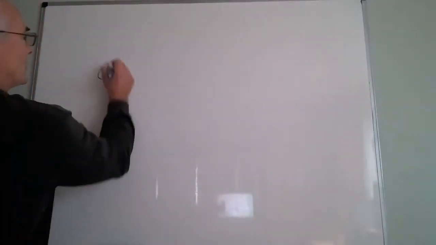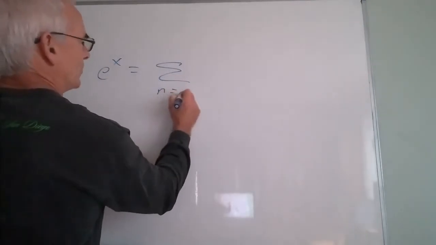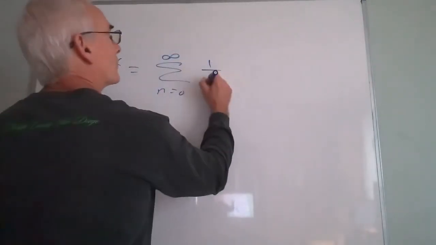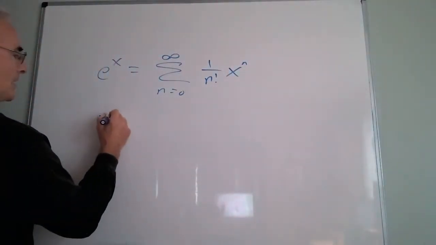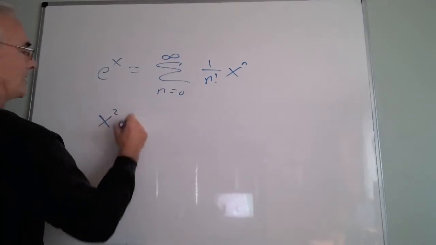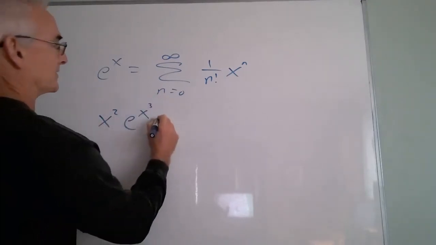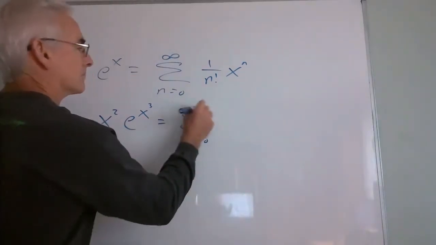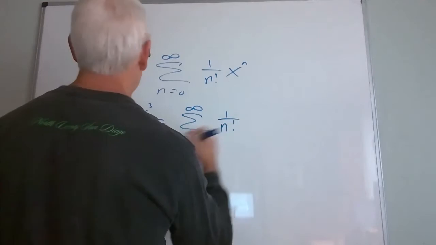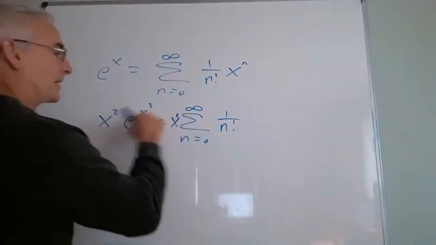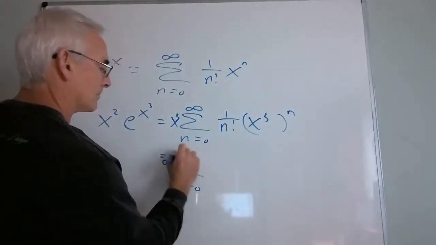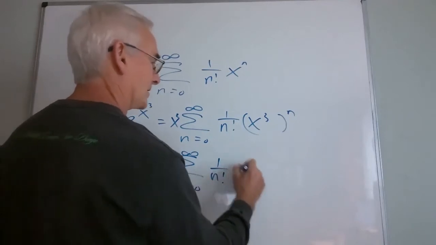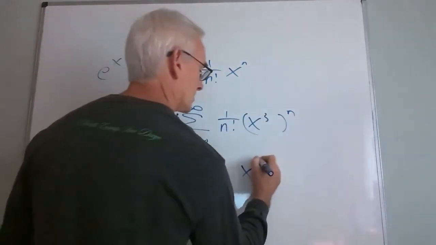We know how to tweak. We know that e to the x, at this point, we probably know this, is the sum of 1 over n factorial x to the n. And then if I wanted to tweak it, let's say I wanted x squared e to the x cubed. I want something like this. And then what I do is I have the x squared here, and then I would put the x cubed to the n. And that gives us something simple like this. That would be x to the 3n plus 2.